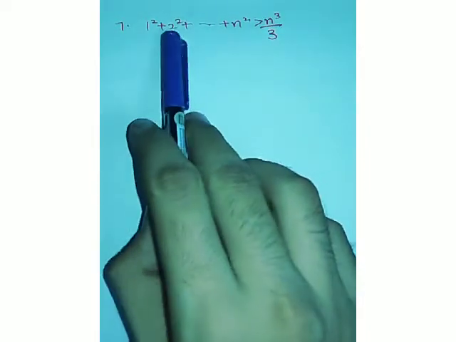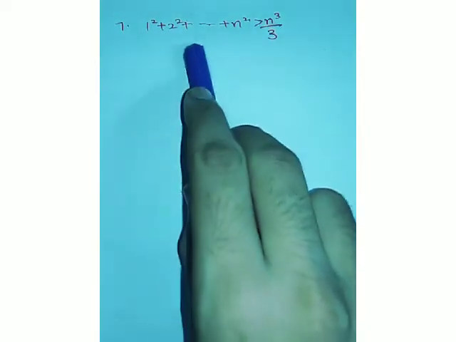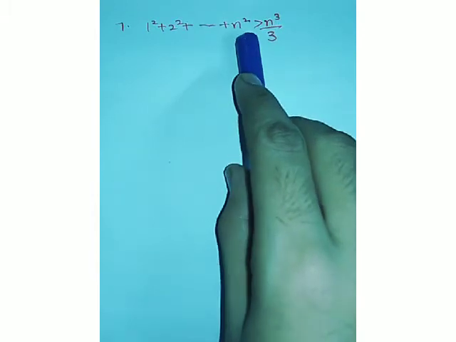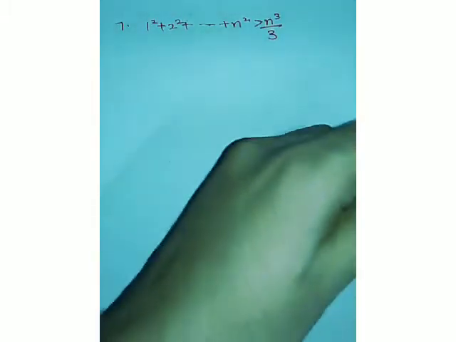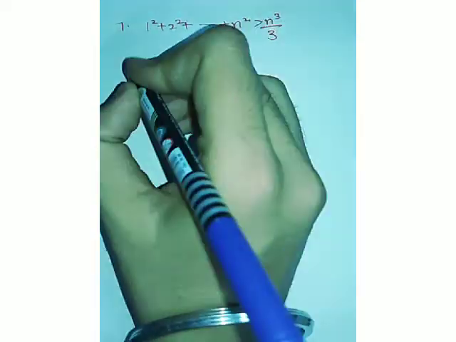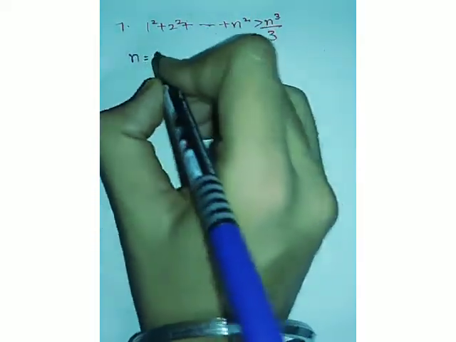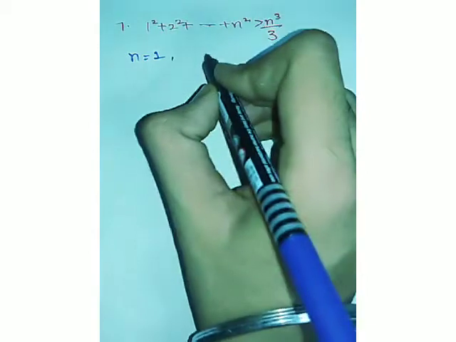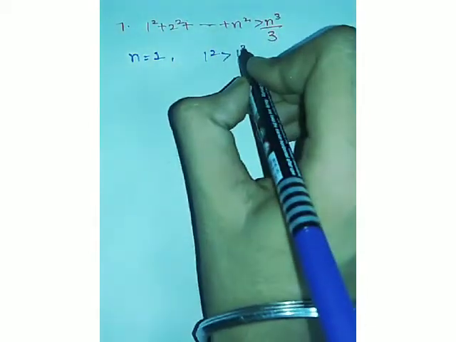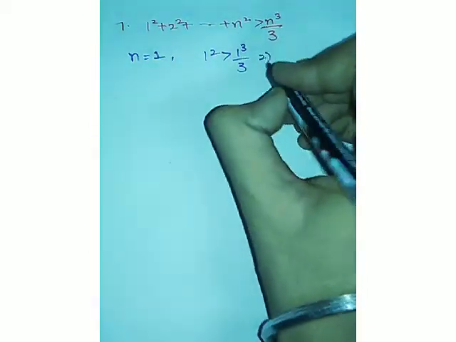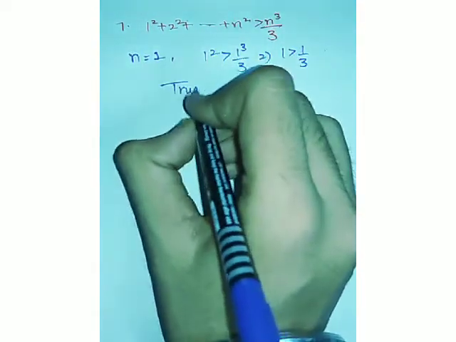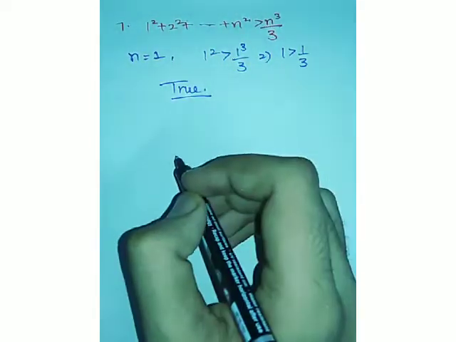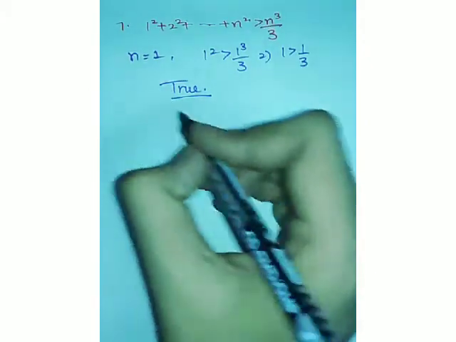In this example, you have to prove 1 square plus 2 square plus so on up to n square is greater than n cube upon 3. We will again use induction, obviously. So firstly, let's do it for n is equals to 1. What will you get? 1 square greater than 1 cube upon 3. It means 1 greater than 1 upon 3, which is true. It means your result is true for n is equals to 1.